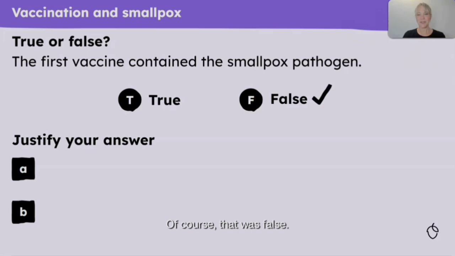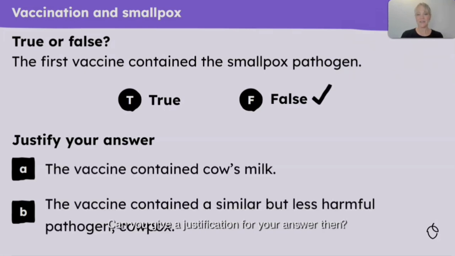Of course, that was false. Can you give a justification for your answer then? The vaccine contained cow's milk, or the vaccine contained a similar but less harmful pathogen, cowpox. Again, I'll give you a moment to think about it, but if you need more time, please pause the video. Of course, it was that the vaccine contained a similar but less harmful pathogen, that is cowpox.